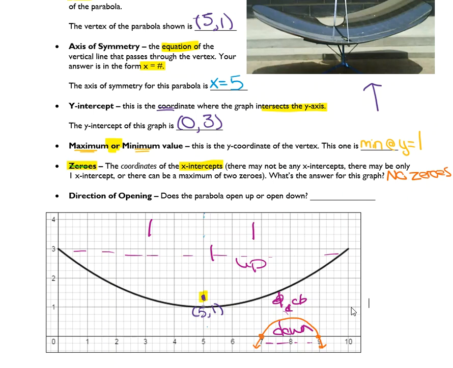So opening up means, where is the open part of it? Is the open part of it at the top or at the bottom? And in this case, it's opening up. The open part of the parabola is at the top, so it's opening up.